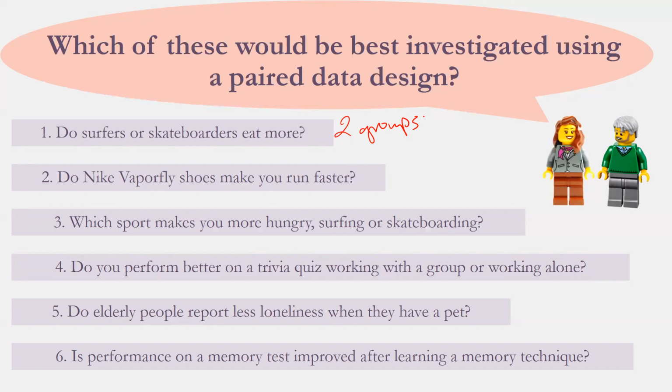So for this one, it might be better if you make me run in one pair of trainers and then make me run again in the Nikes. You need to give me a break in between so I can recover. And you might even want to randomly allocate whether I run in the Nikes first or in the other shoes first, so that you're, again, minimizing any impact of confounding variables like the time of day or muscle strain from the previous run or whatever it is. So this one would be really good to do as a paired experiment.